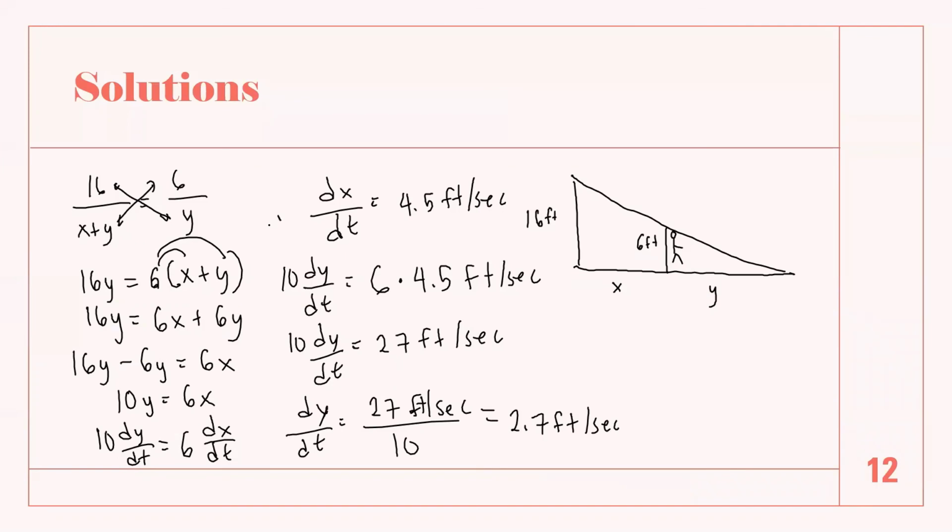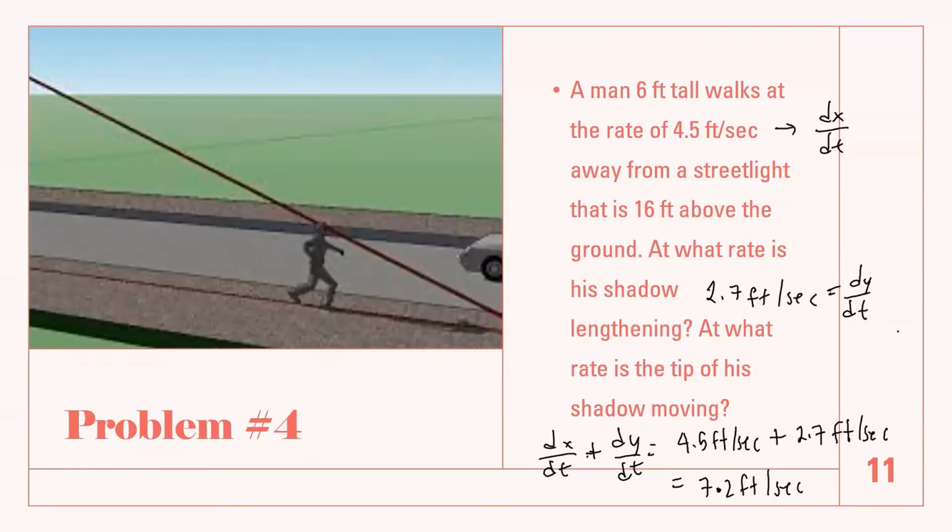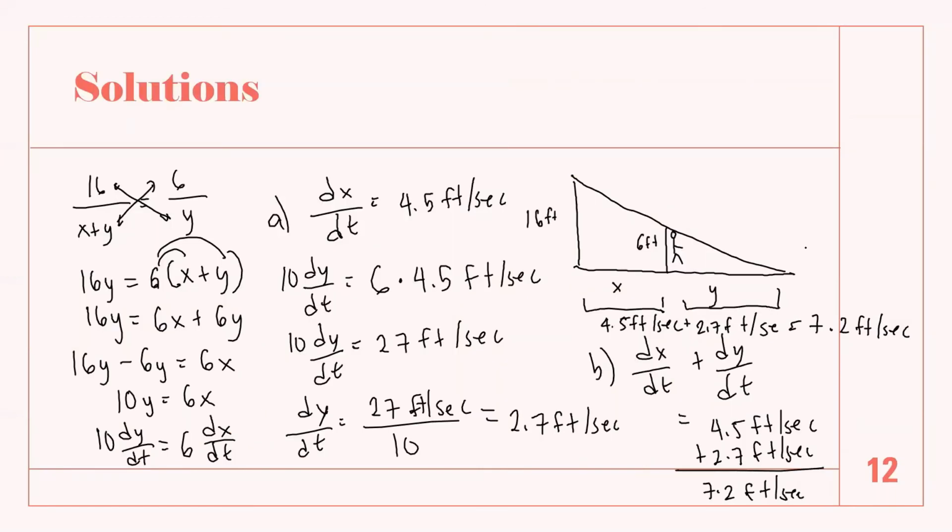So, going back, okay. So, we're going to copy this. We're going to transfer this. So, ito po yung 2.7 feet per second. Tapos dito naman po ay 4.5 feet per second. So, pag in-add siya, magiging 7.2 feet per second. So, ito po yung rate kung saan nagmo-move yung tip ng kanyang shadow. So, ito po yung tip ng kanyang shadow mismo. Okay?